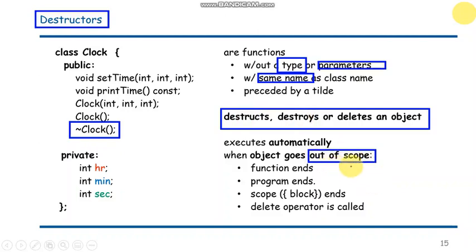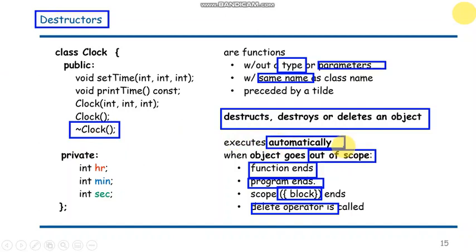But what does it mean to say that the object is now out of scope? It means one of these things: the function has ended, or the program has ended, or the block has ended, or you have called the delete operator. So this destructor executes automatically, and its main purpose is to release back the space that was occupied by this very object to the operating system so that it can be used by other processes.